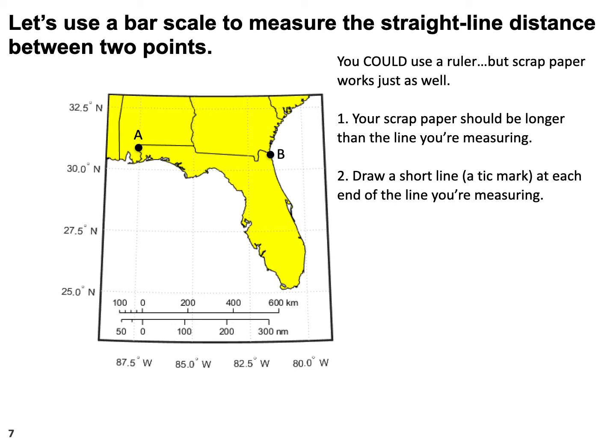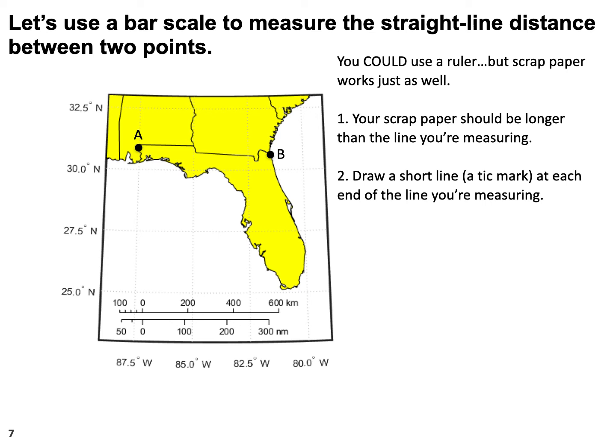So our last task is to figure out how to use a bar scale to measure the straight line distance between 2 points. And I think I lied. I think this is our second to last thing, but let's walk through a strategy for doing this. You can use a ruler. There's a ruler in the back of your course pack, most likely your lab pack, but a piece of scrap paper works just as well.